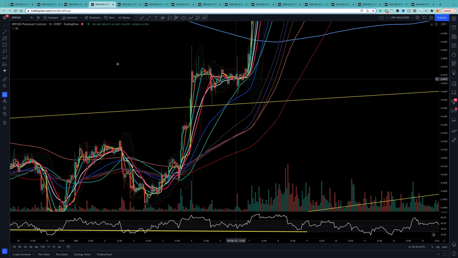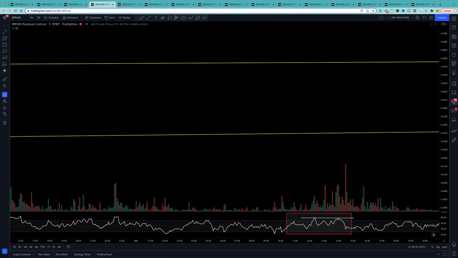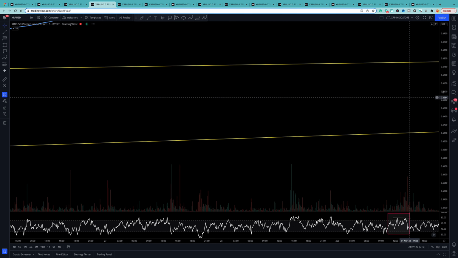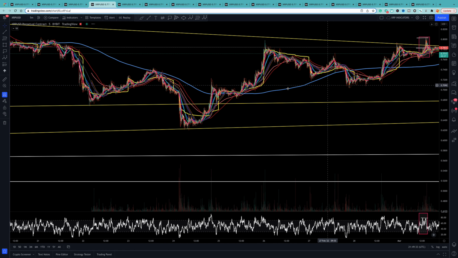So again, you can see consolidation here, and this is on the 1 hour. You get a few of them, but look at all these guys all loose here, moving through. But when you go to the 5 minute, where are we now? Here we go.